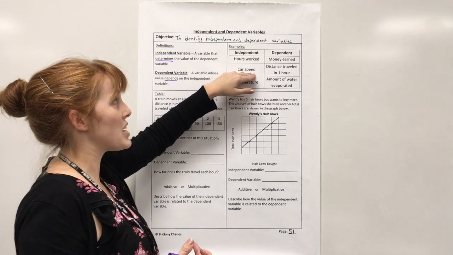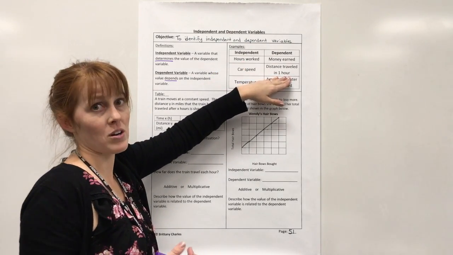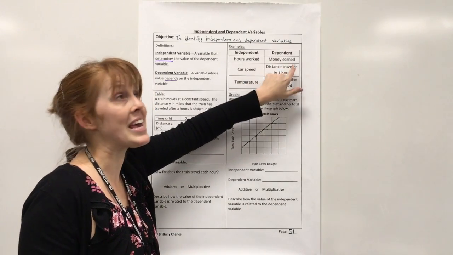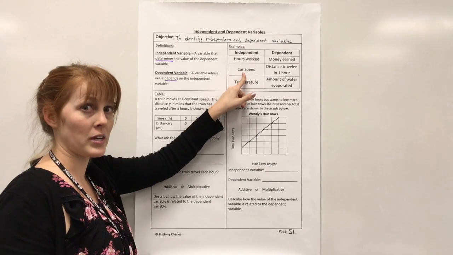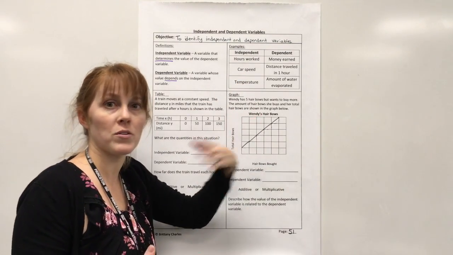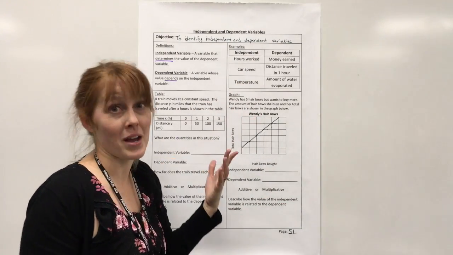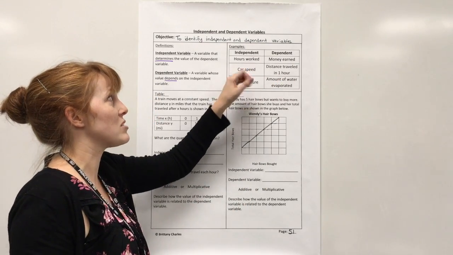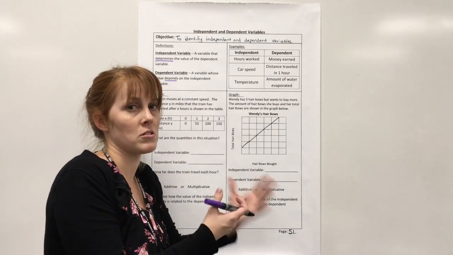Next one, car speed and the distance traveled in an hour. So if I only gave you an hour, the distance that you go depends on how fast you were going. So if you're going 30 miles per hour, you would have gone 30 miles. If you're going 60 miles per hour, you would have gone 60 miles. Okay, so it depends on the car speed, so I would need to know the car speed first to calculate that.